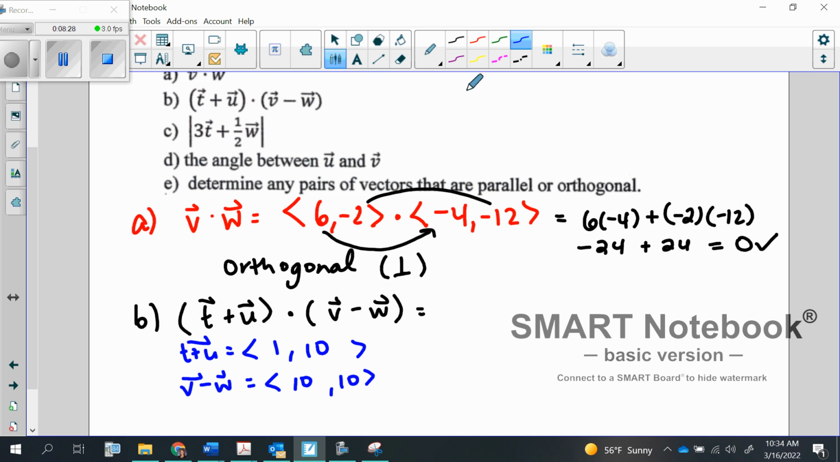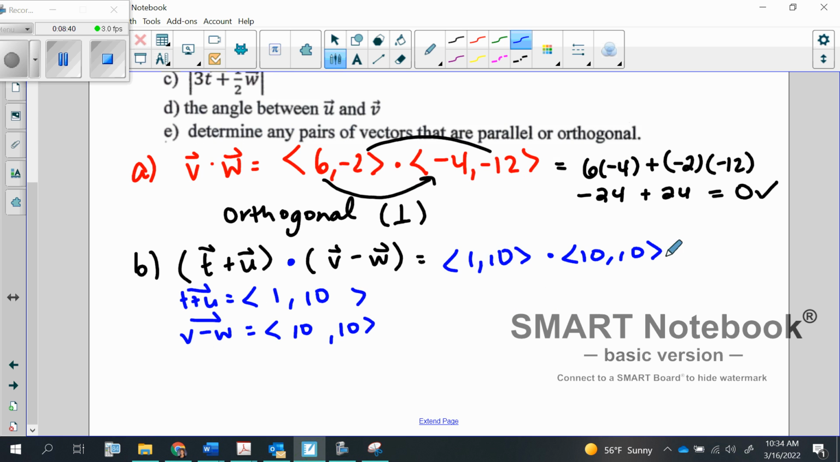Okay, so now what am I going to do with these vectors? Well, now it says I'm going to do the dot product. So I'm going to take 1, 10, and do the dot product with 10, 10. And again, you should just get a scalar, one number. So 1 times 10 plus 10 times 10. 1 times 10 is 10 plus 100. So I get 110. It's long, but if you take it piece by piece, you add the two vectors first, you subtract the two vectors, and then you take the dot product, then you'll be good to go and you'll get your answer.